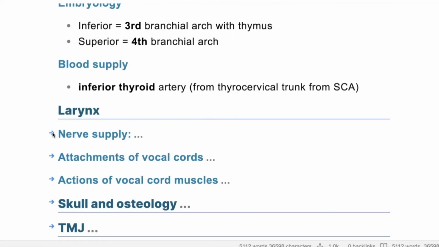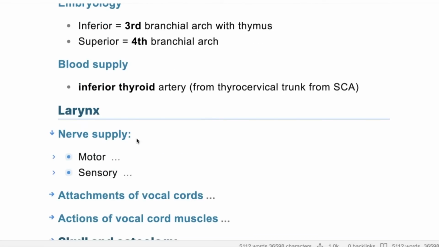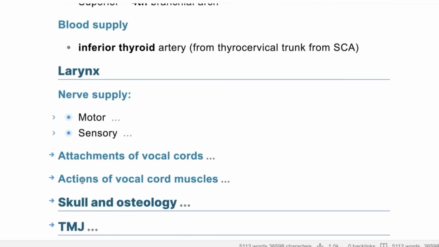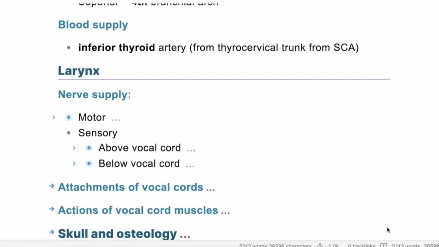So the nerve supply of the larynx is divided into sensory and motor, like anywhere in the body. You're going to divide it into sensory and motor. So the sensory nerve supply is above the vocal cords and below the vocal cords. So above the vocal cord, it will be. Does anyone know? Do you know?